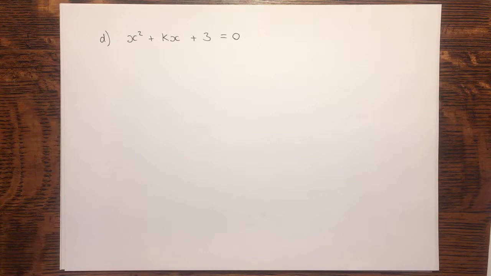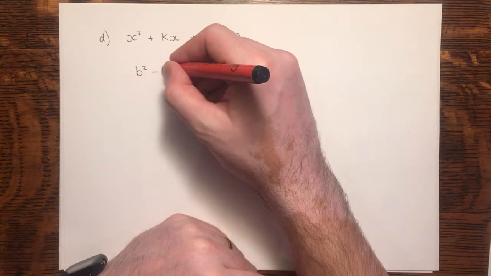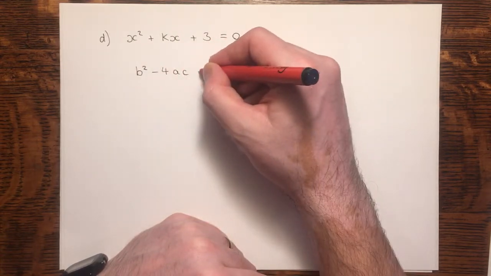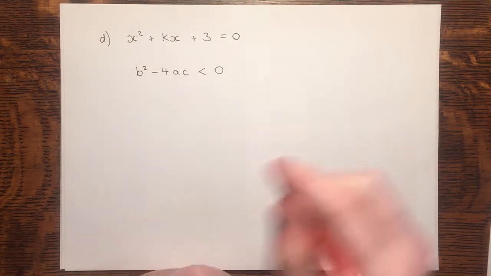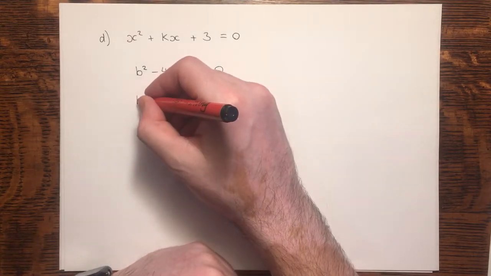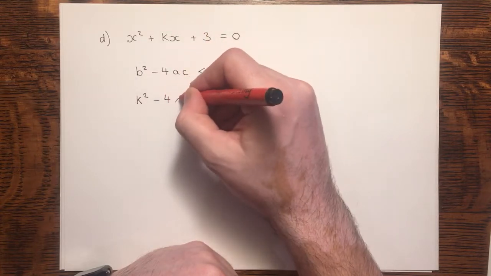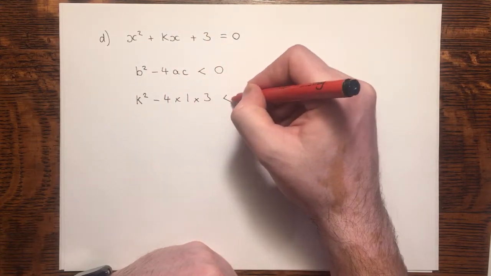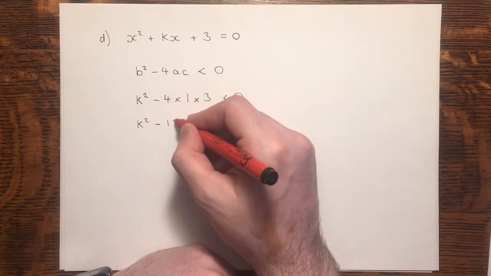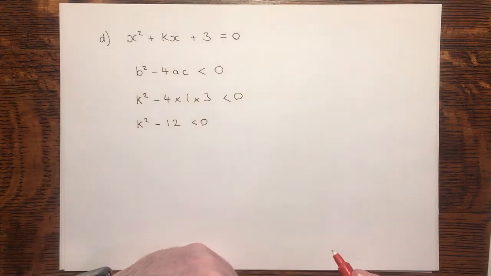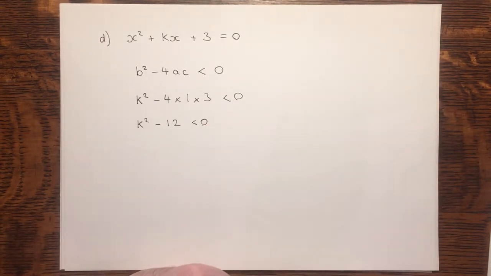Therefore, I know that the discriminant is less than 0. No real root means the discriminant is less than 0. Substituting in these values here, k squared minus 4 times 1 times 3 is less than 0. Tidying that up, k squared minus 12 is less than 0. Adding 12 to both sides would allow me to go about solving this.